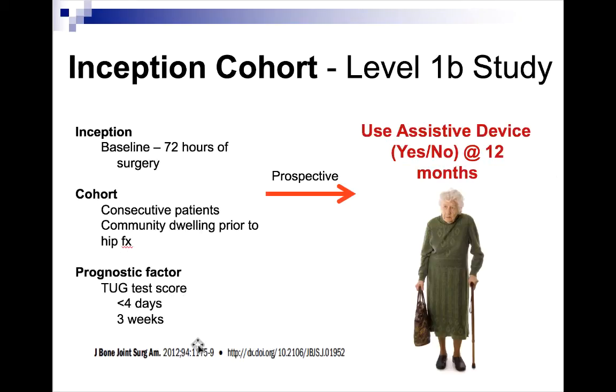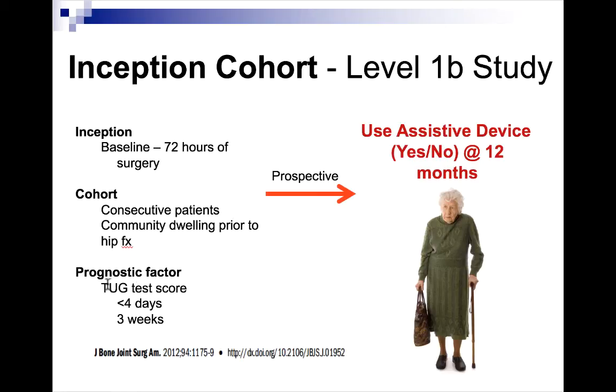So this is a good example. This is a study published in the Journal of Bone and Joint Surgery in 2012, where they included people prospectively. They followed them starting at less than 72 hours after they had their injury, so they had surgery for a hip fracture, and then they included all comers. By including all consecutive patients, that increased the heterogeneity of the sample and made a representative sample of people that would have the various prognostic factors.